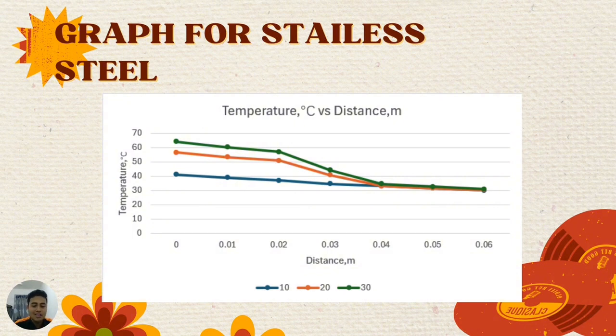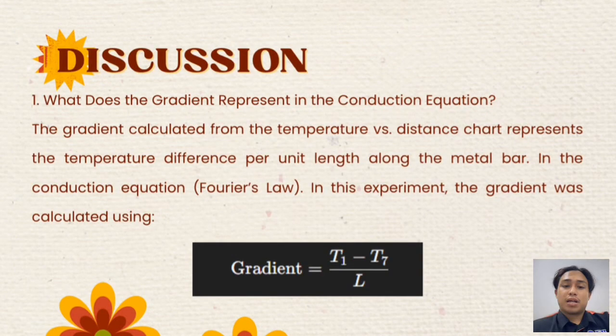We go for the next part, which is the discussion. Assalamualaikum and good morning. I will now present the discussion for Lab 4, which focuses on linear heat conduction. In this experiment, we investigated how heat transfers through a solid bar and calculated the thermal conductivity of different materials, including copper, brass and stainless steel.